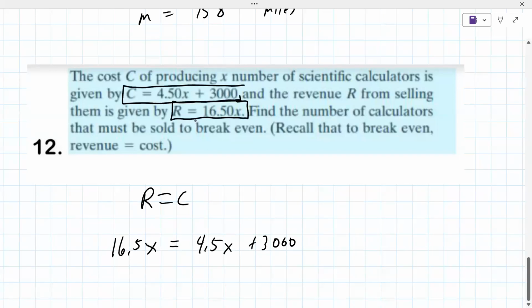That's what they're saying here at the end. Break even. So let's just say you and I wanted to start a clothing company and we're going to sell, I don't know, shorts. We're going to sell shorts for $16.50 each. So every time we sell a short, we get $16.50. But we have a cost. It costs us $4.50, and there's the startup cost of 3,000.